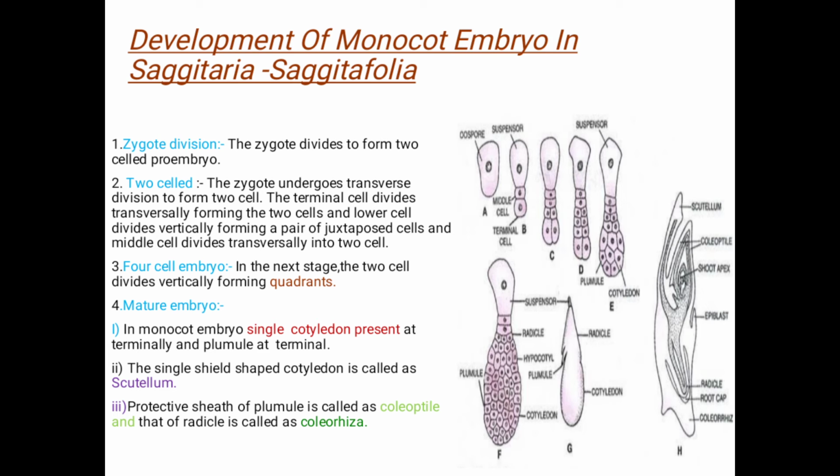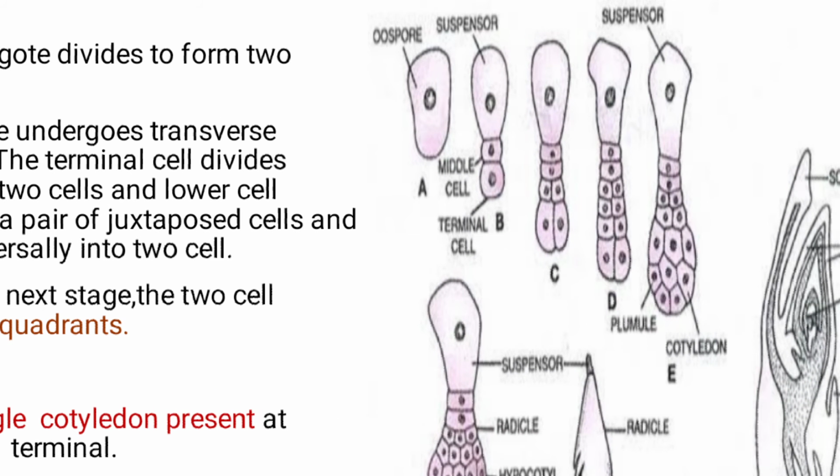The zygote divides transversely, forming the terminal cell and basal cell. The basal cell, which is larger and lies towards the micropylar end, does not divide again but is transformed directly into a large vesicular cell. The terminal cell divides transversely forming two cells, and of these the lower cell divides vertically to form a pair of juxtaposed cells and the middle cell divides transversely.